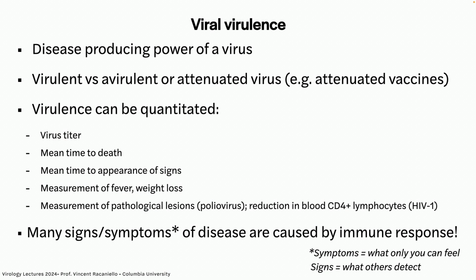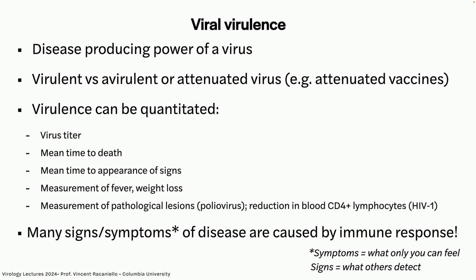Measurement of pathological lesions. Poliovirus, for example, will cause destruction of neurons in the brain and spinal cord. You could look at those under the microscope and quantify them. HIV-1 destroys CD4 positive T-cells. You can measure that. You can get how many T-cells there are per milliliter, and below a certain amount, you have what's called AIDS. So many ways you can measure that.